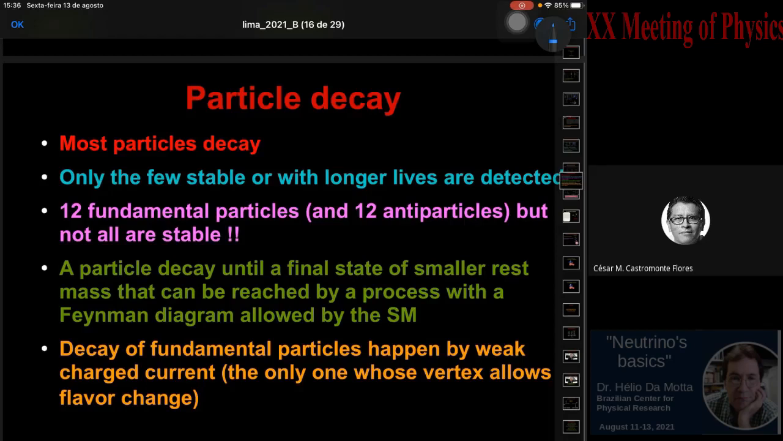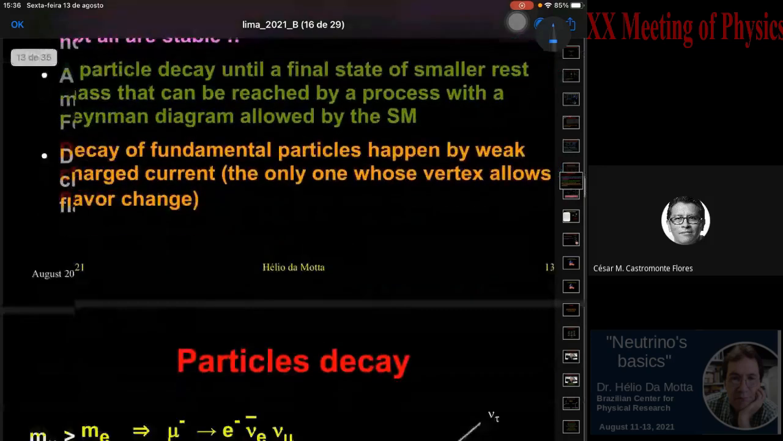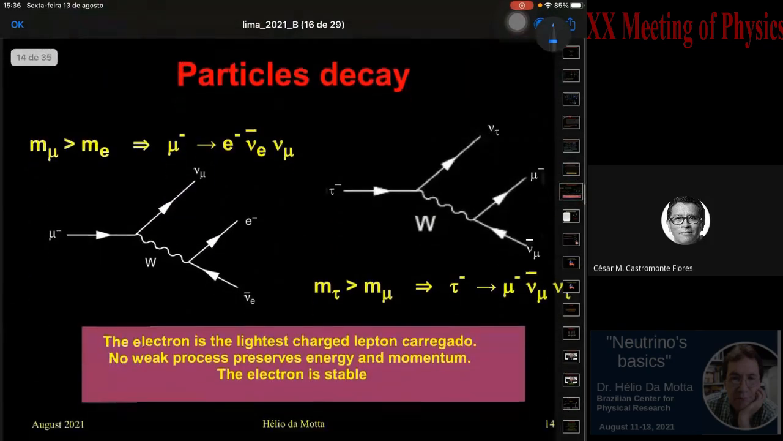And the decay of a particle always happens by a weak charge equivalent. Weak charge equivalent is that process where a W is exchanged. It's the only one that makes a change in flavor. You may change from one flavor to another flavor, one kind to another kind. Let's see an example here.